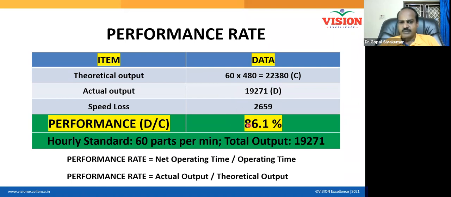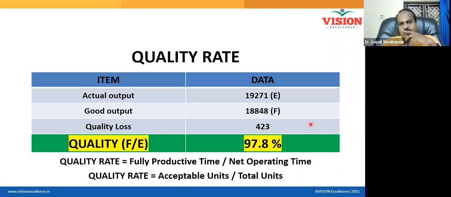So what is your performance rate? Only 86.1%. So you can calculate the performance rate either in terms of time or in terms of output. Actual output divided by theoretical output gives 86.1%. This is called the performance rate. Now I move on to quality rate.